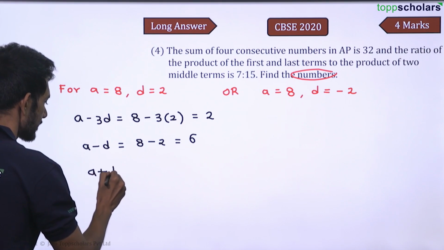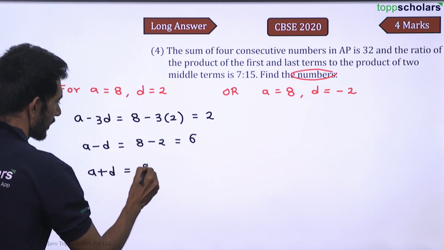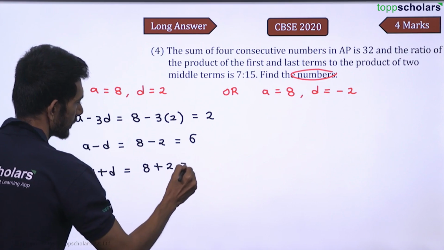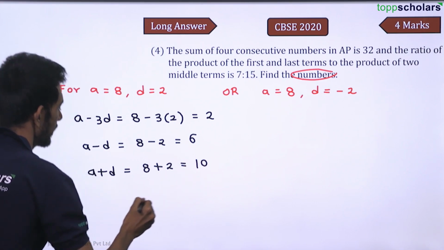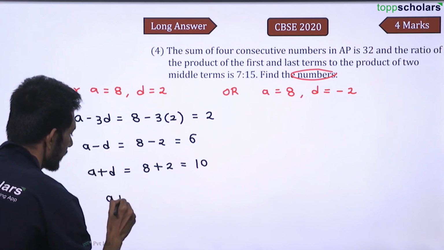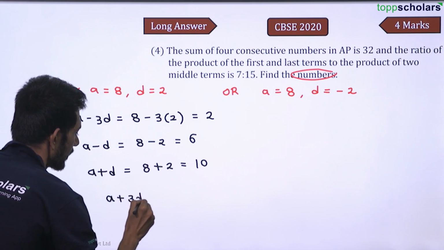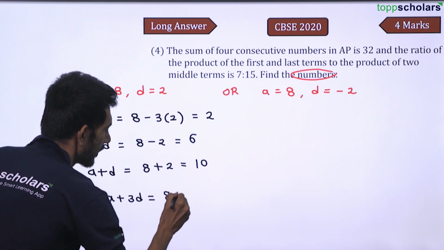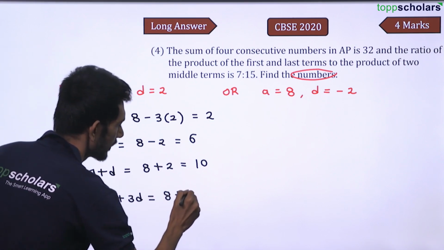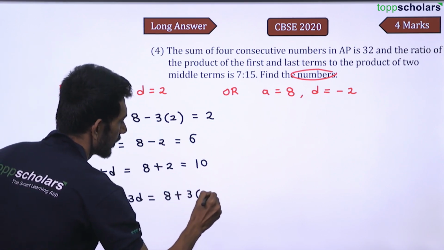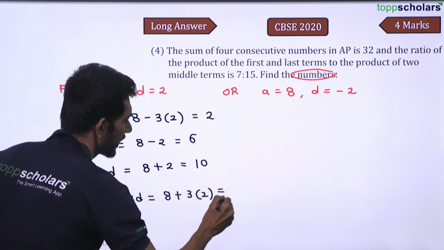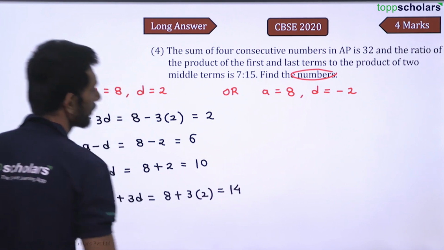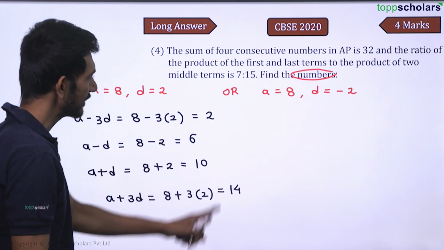Then a plus d. That is 8 plus 2, that is 10. And then a plus 3d. A plus 3d means 8 plus 3 into 2, 3 twos are 6. 8 plus 6 is 14. So the numbers are 2, 6, 10, 14.